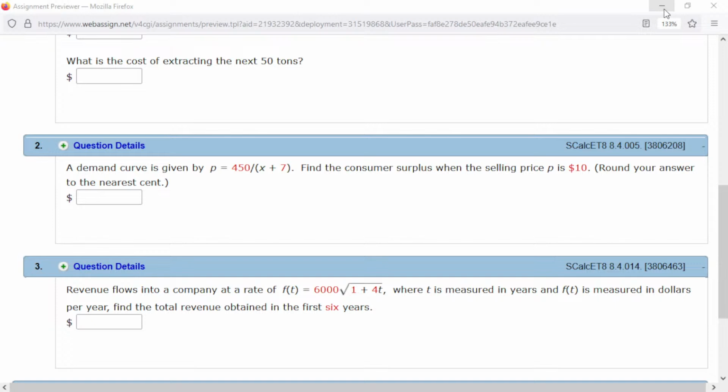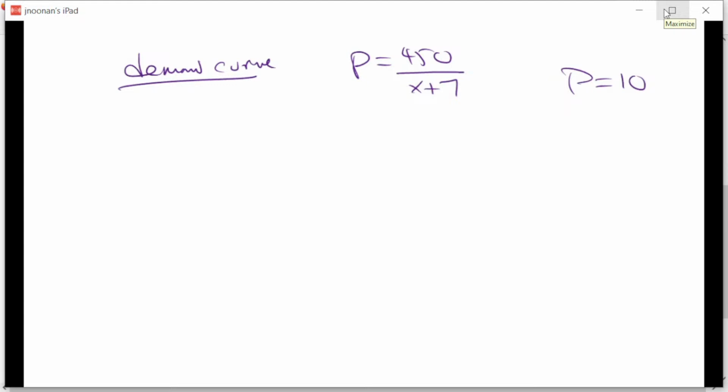Okay, so why did I just do that? I don't know. Here's what we're doing. We're going to do this demand curve. The demand curve is P equals 450 over X plus 7. And I want to know what's happening when P is equal to 10. Oh, and it's asking about the consumer surplus. Is that right? Yes. Okay.